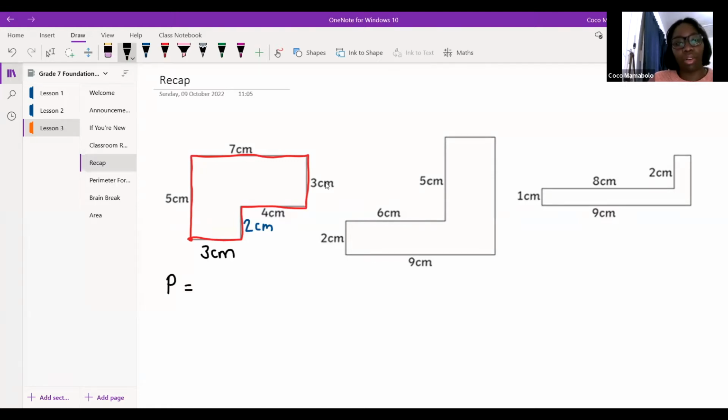P is equal to, and I'm going to write the equation for you. You guys need to pop the answer in the chat for me, please. P is equal to 5 centimeters plus 7 centimeters. Thank you, Samkelo. Plus 3 centimeters. Pop the answer in the chat for me, guys. Plus 4 centimeters, plus 2 centimeters, plus 3 centimeters. And don't forget, when we start, we always go, therefore, P is equal to. Tell me what it's equal to in the chat, guys. I'm waiting.